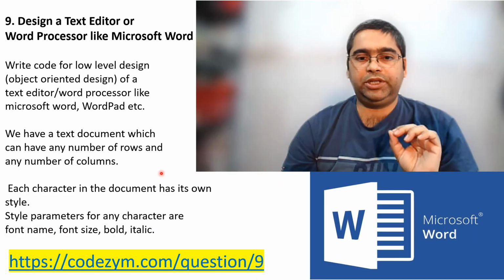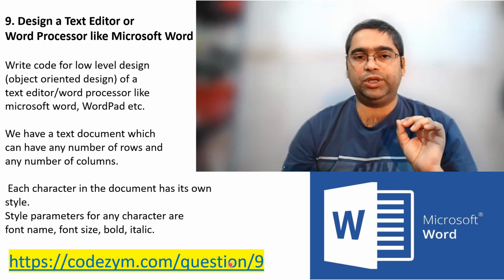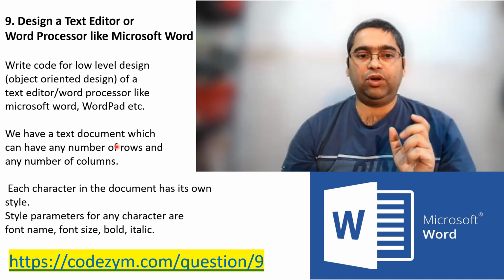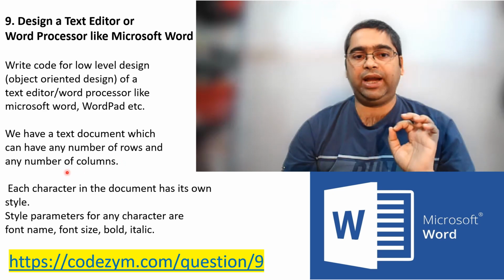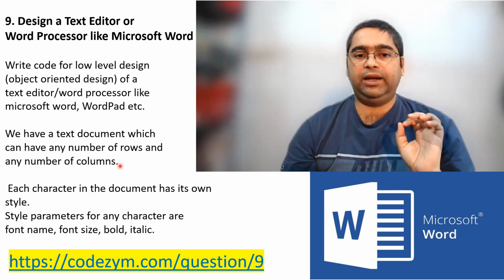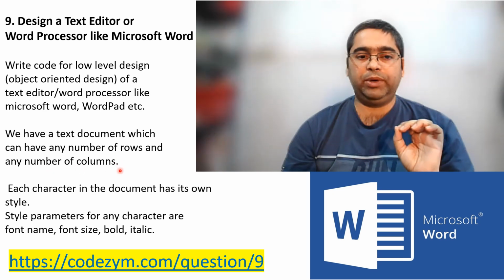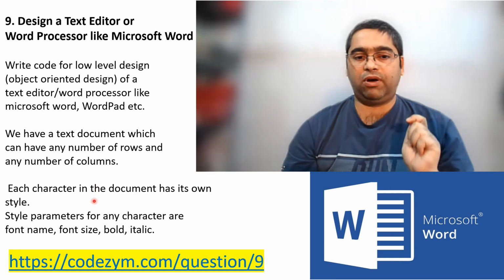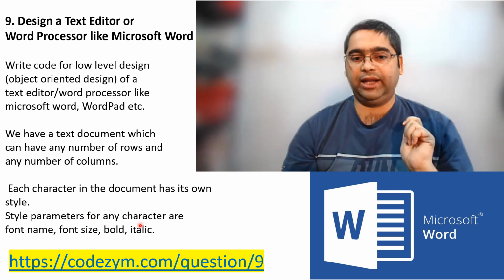Starting with the problem statement, this is question number 9 on CodeZym. We have a text editor, or basically a text document, which can have any number of rows and any number of columns. And each character in the document can have its own style. The style parameters are basically font name, font size, bold, and italic.